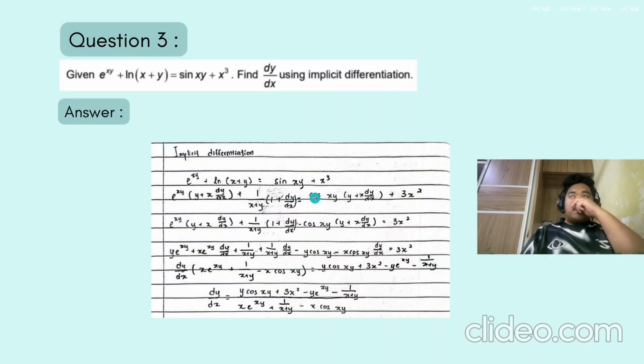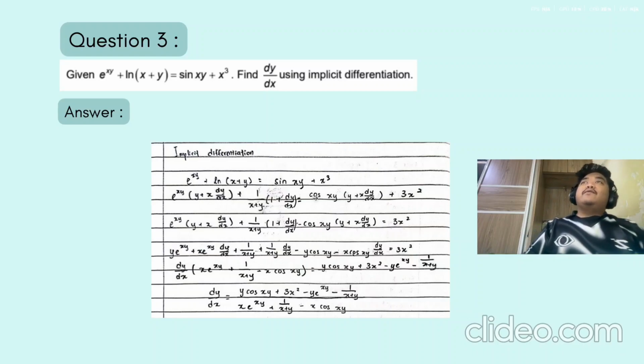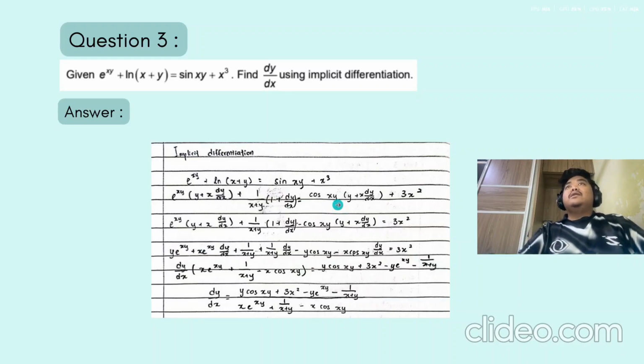Next, on the other side, we differentiate sin(xy). The derivative of sine is cos, and then we still have to multiply the inside of the bracket. So we also get y plus x dy/dx, just as in the exponential one. It's quite the same. And then by differentiating x cubed, we get 3x squared.